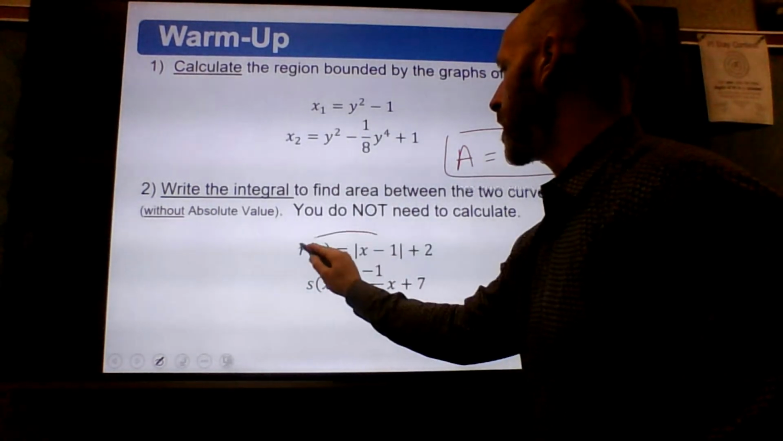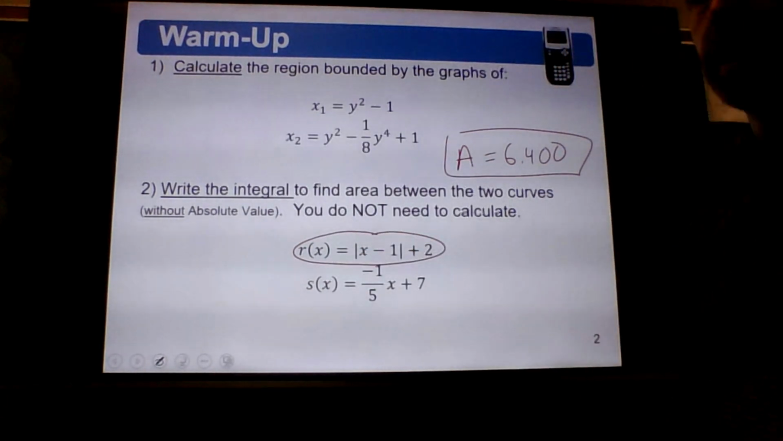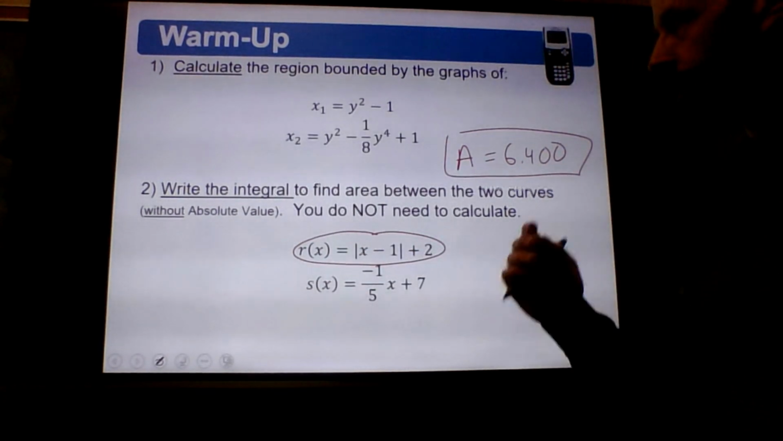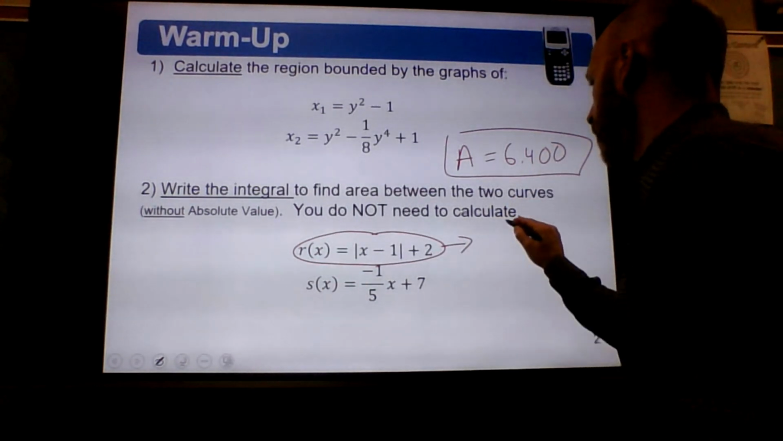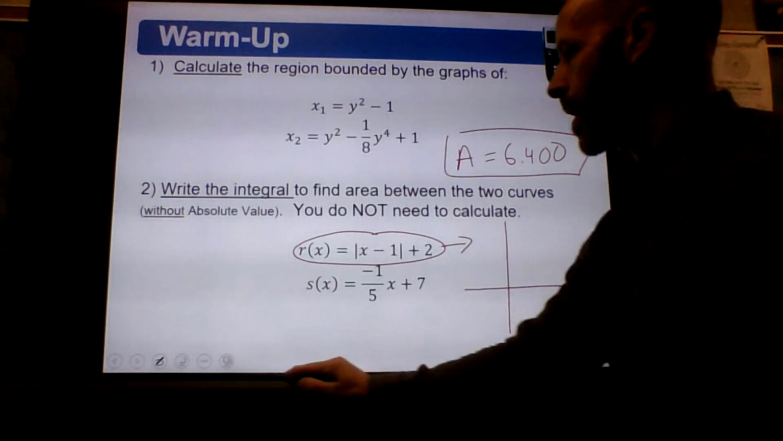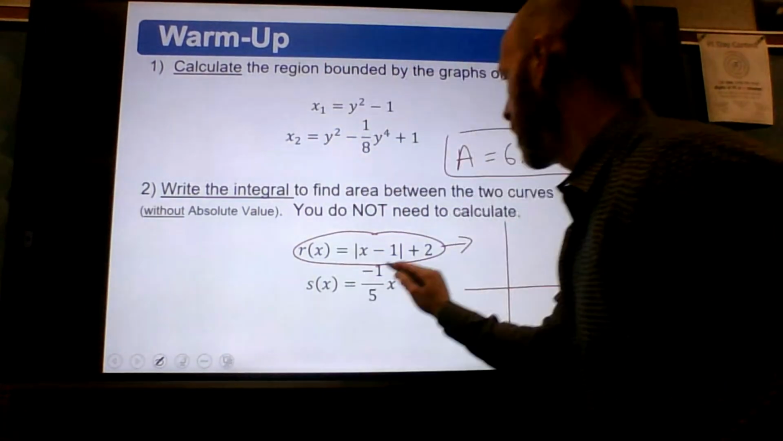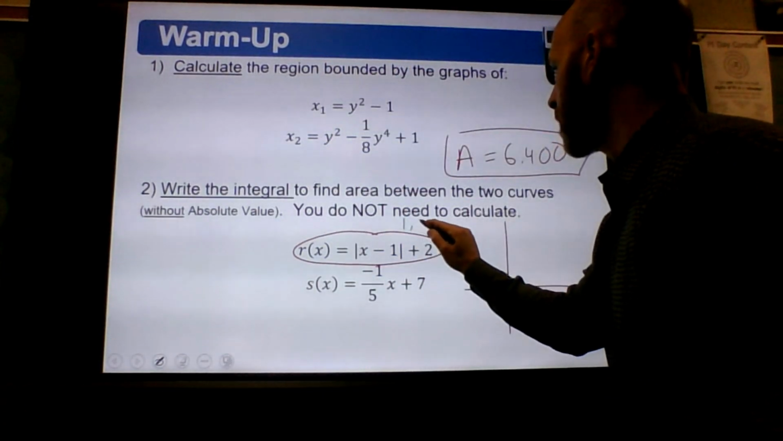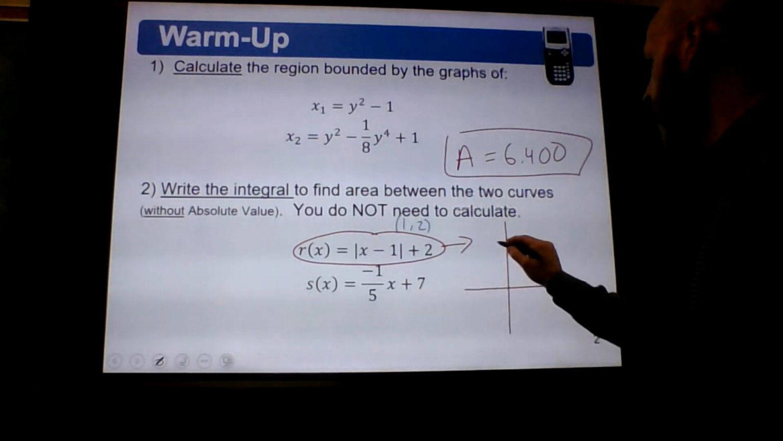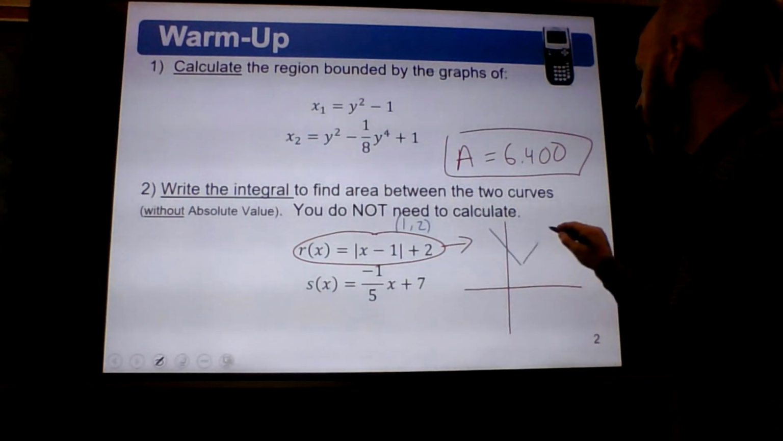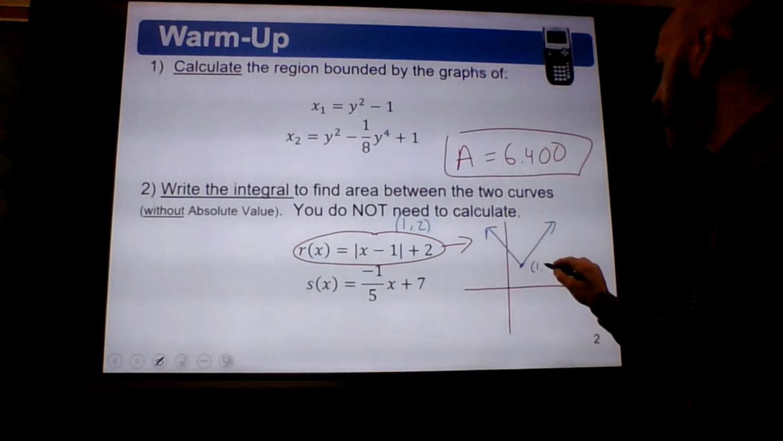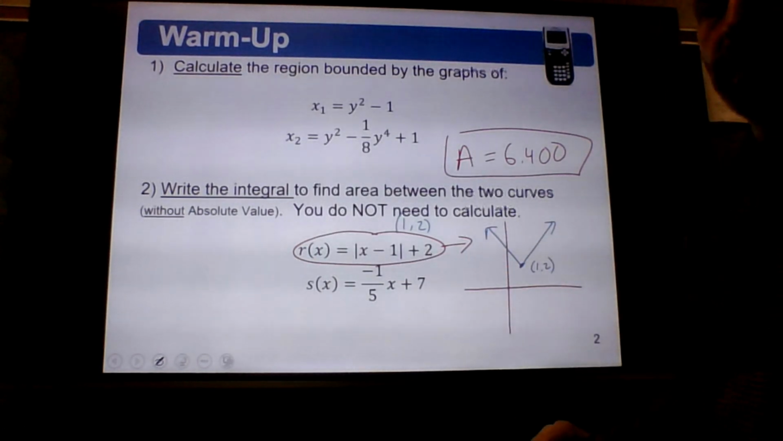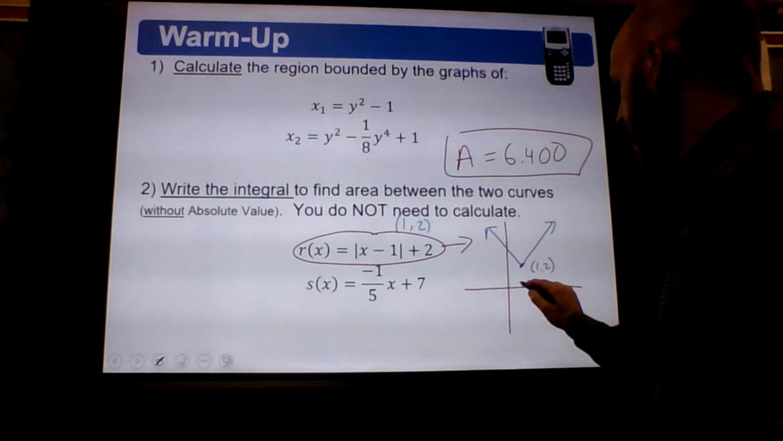So really what you've got to do is deal with this guy right here. I'm not going to give you the full answer, but I'll just tell you that this curve is what we call V-shaped, right? Because it's absolute value, it's going to have its vertex at (1, 2). So you have to break it into two pieces at x equals 1.